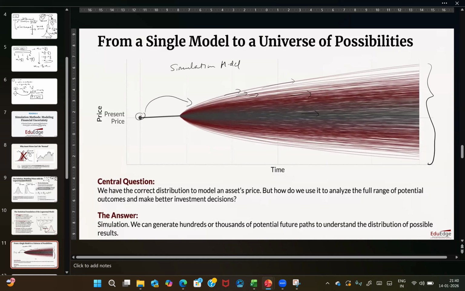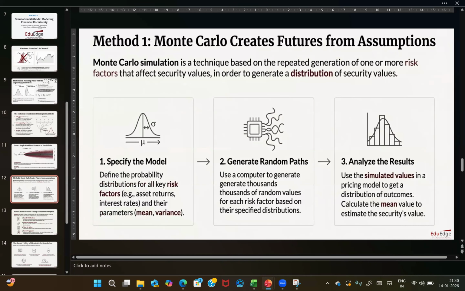So the question is, how do we do this and how do we generate these paths? Method one is to use the assumption of a distribution and generate futuristic paths based on those assumptions. And that is what Monte Carlo simulation is all about.